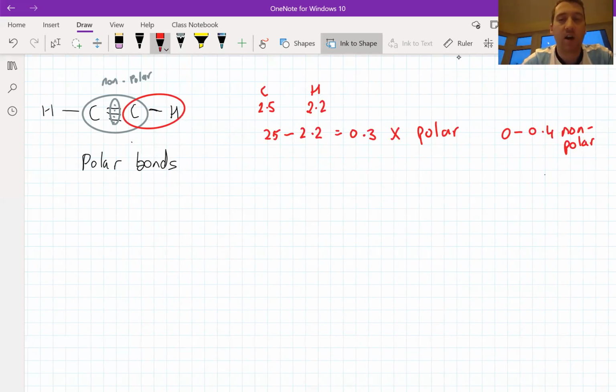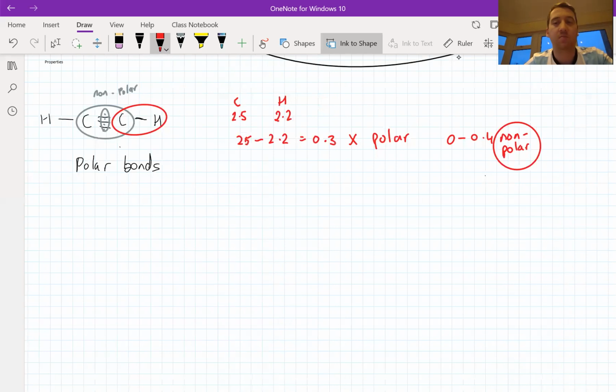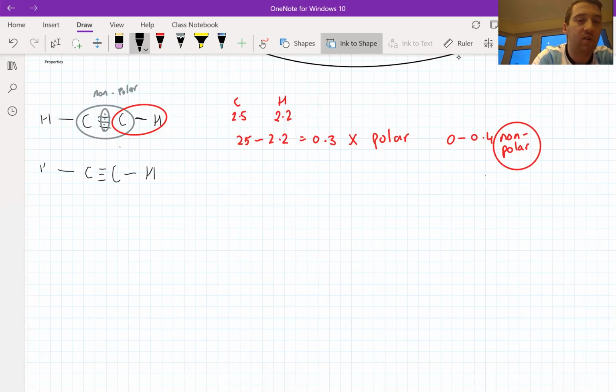So because they are non-polar bonds, if I now draw a second alkyne, a second molecule of ethyne, the question is, how are these two molecules attracted to each other? This is what causes them to have a boiling point or a melting point: the forces holding the two molecules together. So what strength or what type of forces are these? Well, the answer is they're very weak.